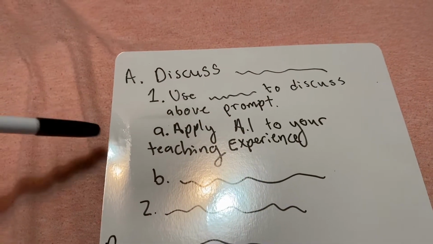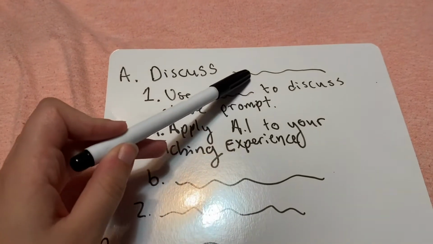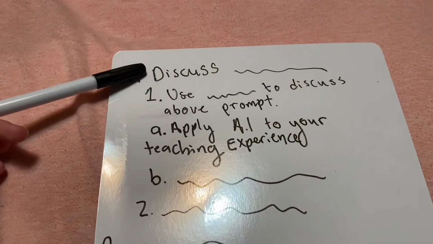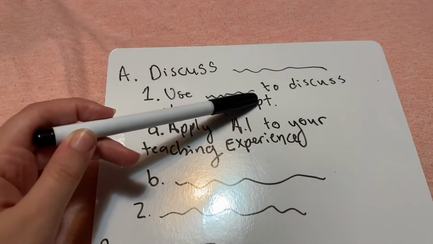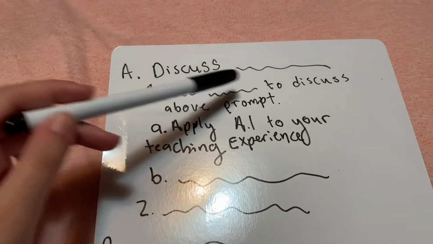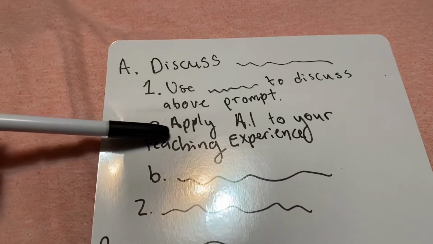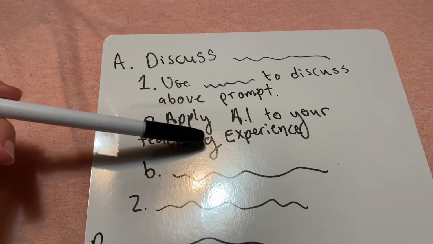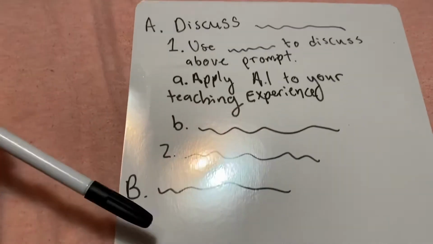What I mean by this is they'll usually have a big letter A and say discuss this certain topic. Now, you won't actually discuss it there, because you'll go over to 1 and then they'll give you a scenario or a concept to discuss the above prompt. So you'll use this to discuss this. Then here, you're usually going to apply it to your teaching experience or something like that. And then they'll just do it a bunch of different ways.